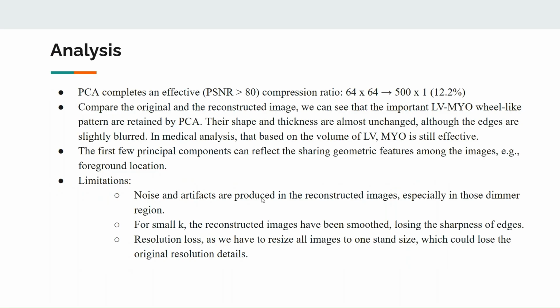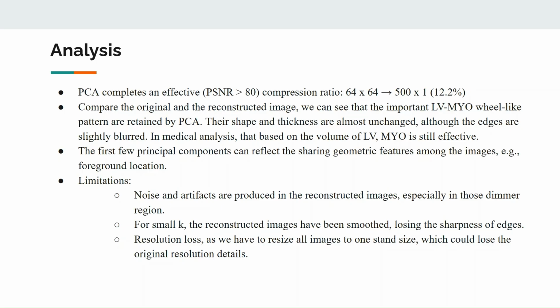The white dots are generated by shot noise caused by the loss of information. Comparing the original and the reconstructed images, we can see that the important LV and MYO patterns are retained by PCA. Their shapes and figures are almost unchanged, although the edges are slightly blurred. Medical analysis based on the volume of LV and MYO is still effective. However, there are still some limitations.